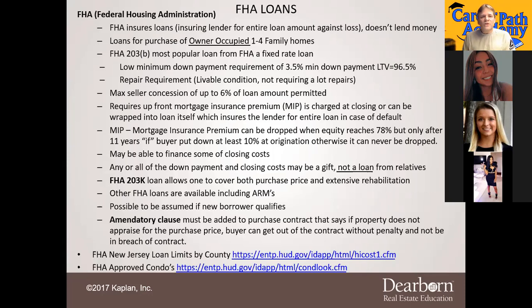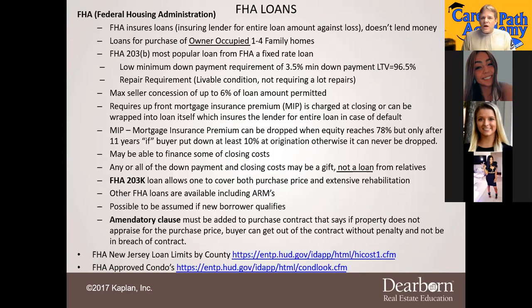Got it? So FHA 203B is the most common FHA loan program that's out there. Now, FHA has a lot of loan programs. They've got adjustable rate, they've got fixed, they've got straight loans, they've got rehab loans, rehabilitation loans. But the FHA 203B is their most common fixed rate loan. It requires a low down payment of only 3.5%. So the LTV on it would be 96.5.